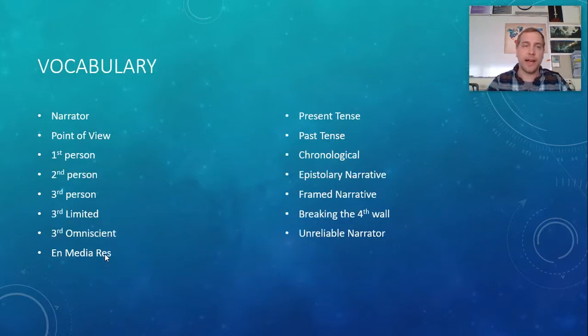And so if we look at some of the vocabulary, hopefully you know these terms by now. And if you don't, I would strongly recommend going back and reviewing some of the things I talked about.